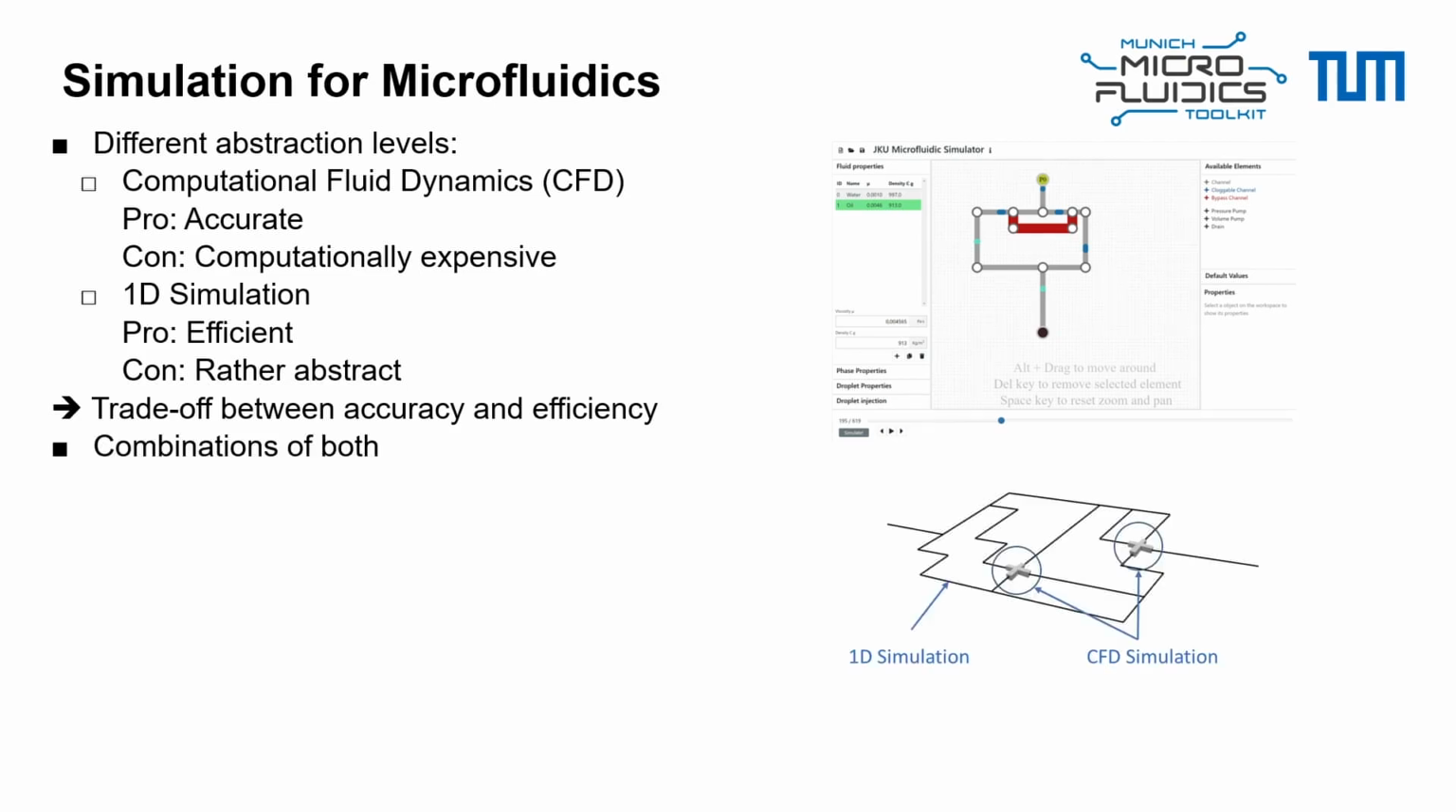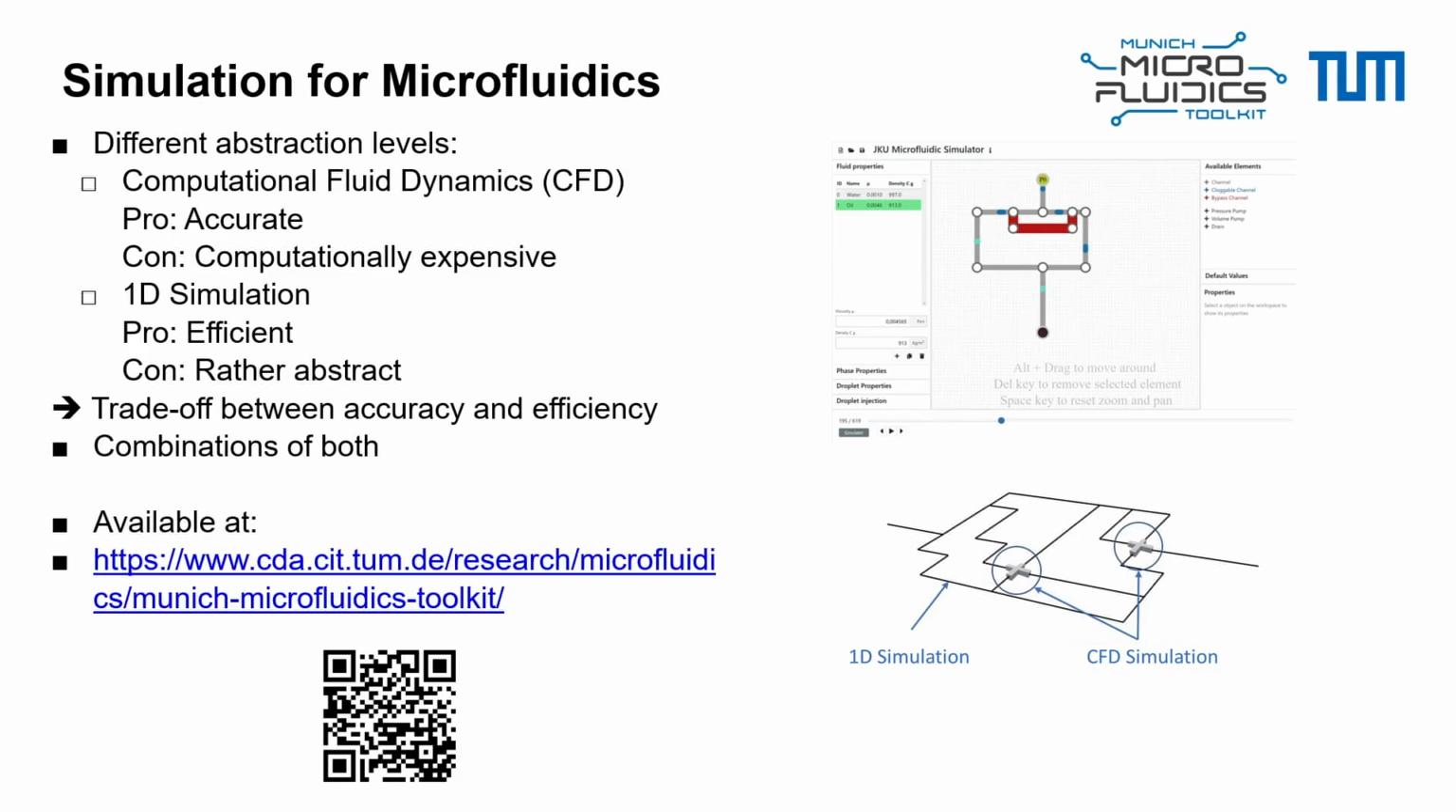Now, we're also combining both of these methods. So you have a 1D simulation for most of your network, and then in regions where you want a more specific and more detailed validation, you use a CFD simulation for these regions. For example, here, if there is a node that connects 4 channels, this is something you might want to look at using a CFD simulation. And we're trying to develop all of these tools open source and usable for anyone, and they're on our website.